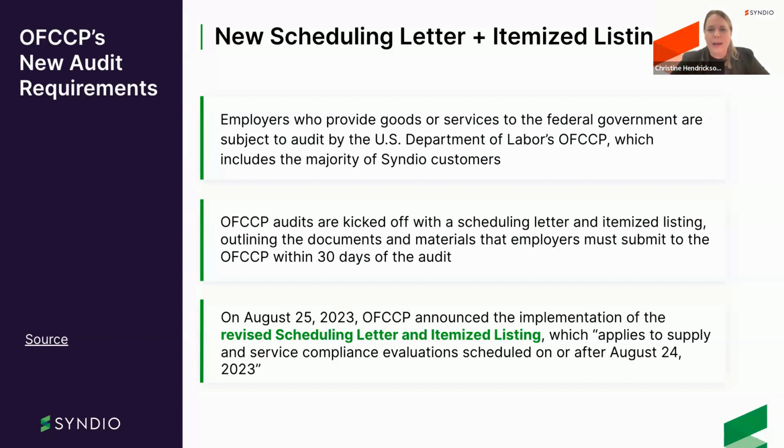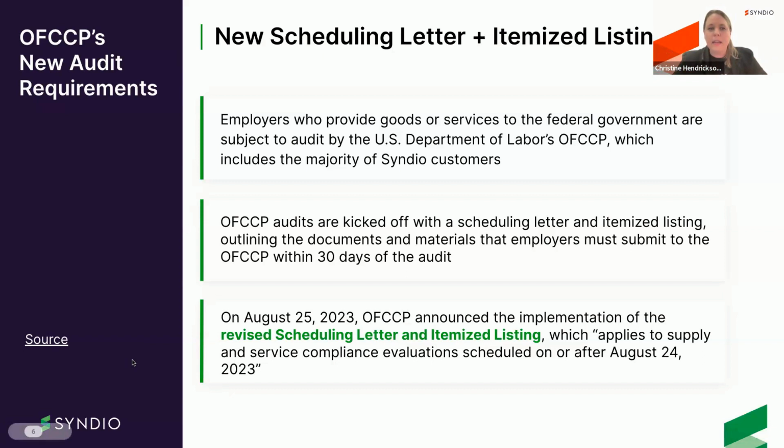The OFCCP develops its plans establishment by establishment, so the letter identifies exactly which establishment is under audit. It is accompanied by an itemized listing of data to be submitted regarding the contractor's affirmative action program right up front. All of the information in that scheduling letter and itemized listing must be provided to the OFCCP within 30 days of receipt. So it kicks off the audit and starts the clock.